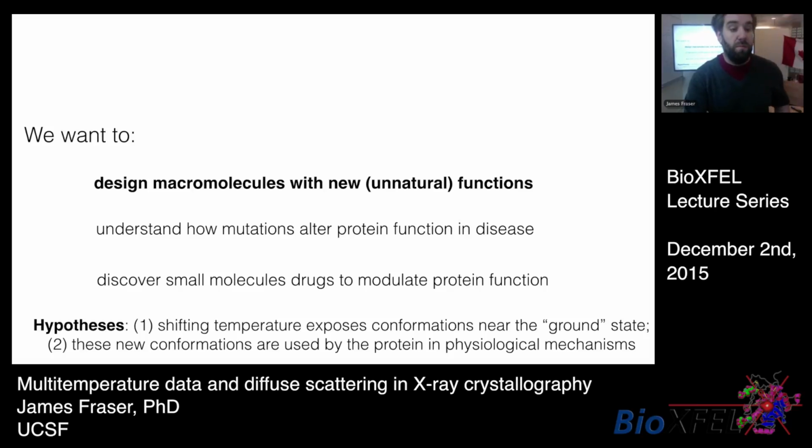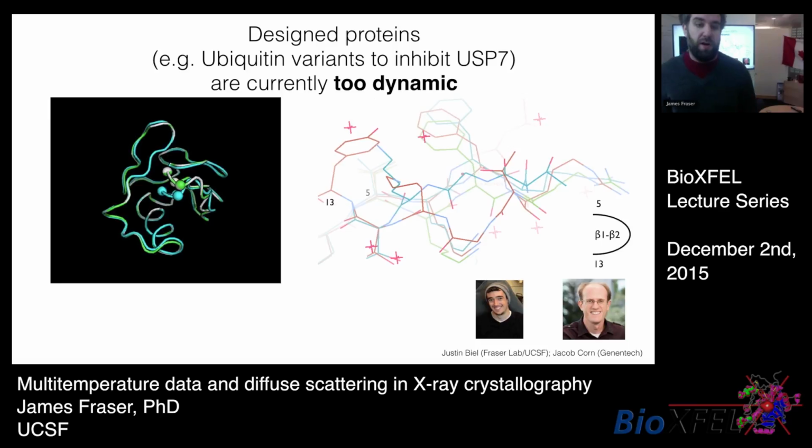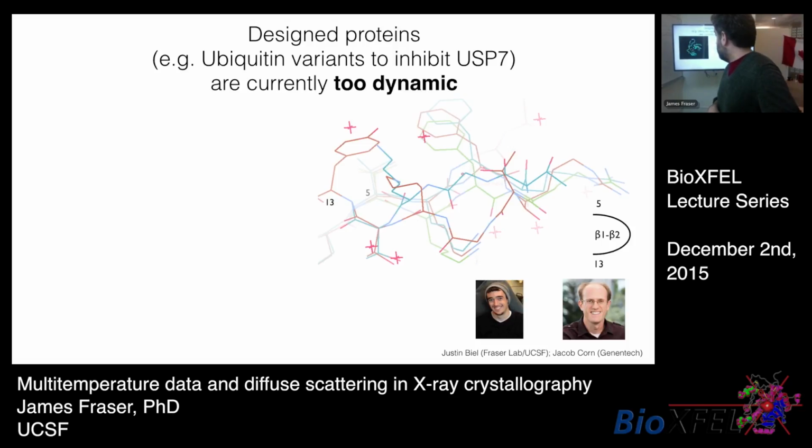For example, in protein design, we want to be able to create proteins with new unnatural functions. One of the projects we've been involved in in that respect has been a collaboration with Jacob Kuhn, who was at Genentech at the time, where they were redesigning variants of the protein ubiquitin to inhibit a specific deubiquitinase, in this case USP7, to de-risk it as a drug target. Their goal was essentially to introduce mutations into the core of ubiquitin that would change the structure of a critical loop from the conformation I'm showing in green to the conformation I'm showing in blue.